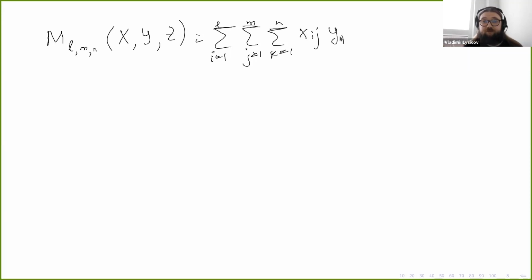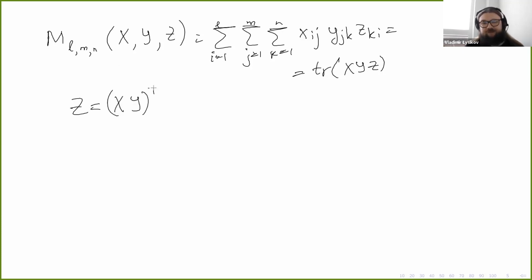Of x_ij, y_jk, z_ki. This is, as a trilinear map, the trace of the product of 3 matrices. And as a bilinear map, it's the product of 2 matrices, except with the transpose, because we swapped the indices here. But of course, transpose is an invertible operation, so it's actually equivalent to matrix multiplication.